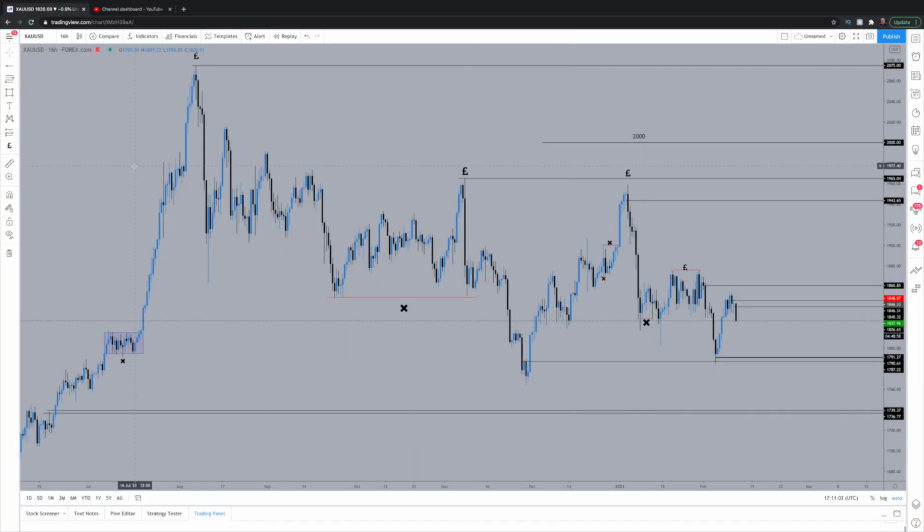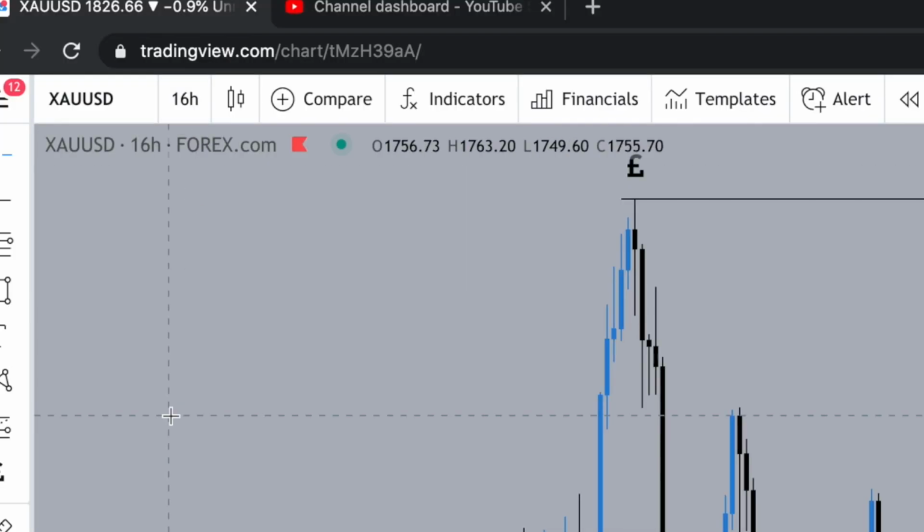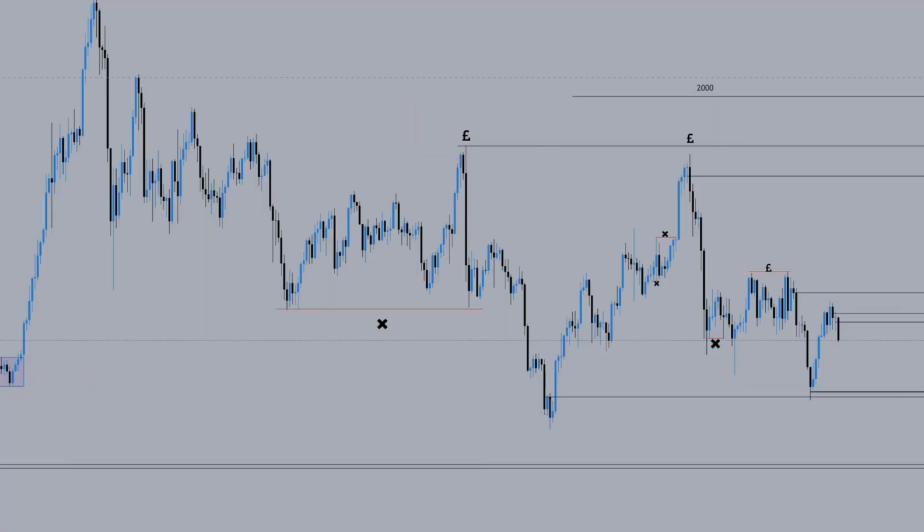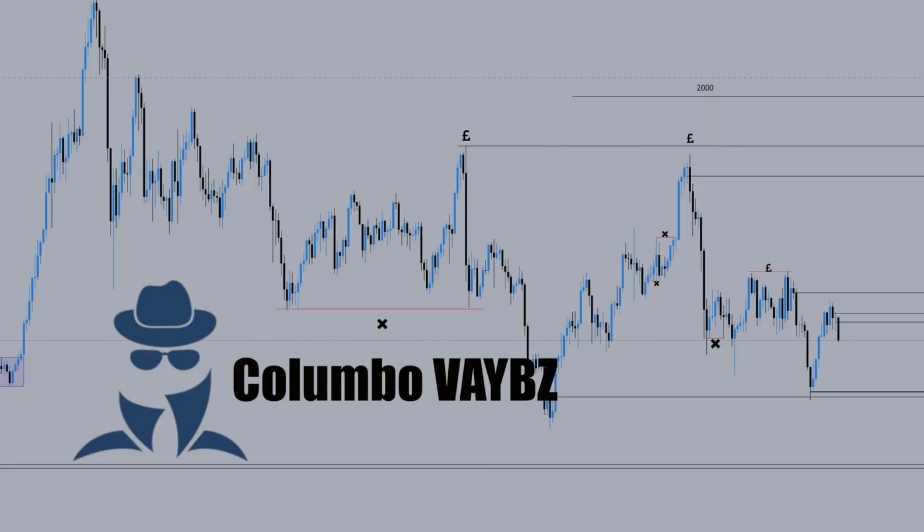So right now I'm on a 16-hour time frame. I know you guys have never used this time frame. If you have used the 16-hour time frame before, drop it down in the comments. I want to know who's been really investigating in my community.